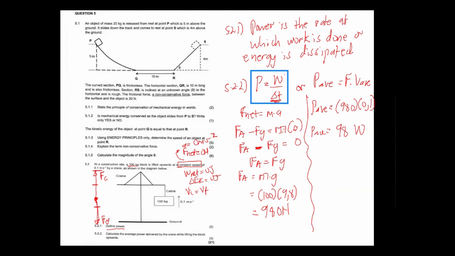So I guess the easy way out to deal with it was just to consider P average is equals to the force applied multiplied by the average velocity, since we were already given a constant velocity of 0.1. Okay, so that's basically how we deal with these questions. So that was for 21 marks. So it was a pretty long one, but interesting as well.